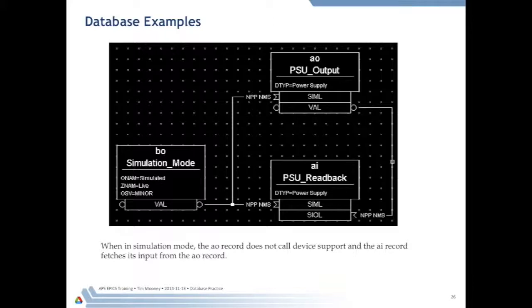So there's one value that tells all the records in this database to be in simulation mode, and then their behavior changes. In particular, the output record doesn't write to hardware when it's in simulation mode. And the readback isn't going to be reading from hardware when it's in simulation mode, but yet it has to get a value. So what this guy does is it grabs the value from the output record and pretends that it read it from hardware. So that's what simulation mode is good for.